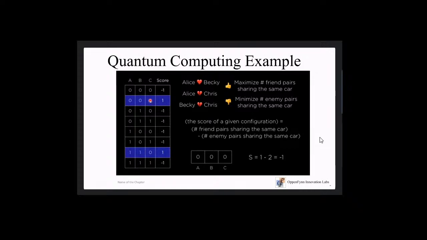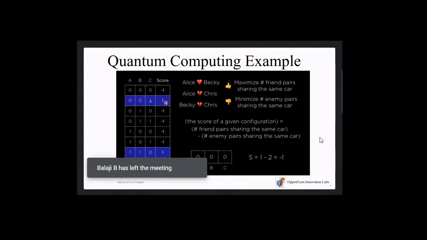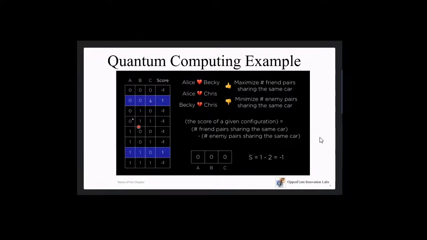Similarly, in the second case, you have Chris traveling in taxi 1, and Alice and Becky are traveling in the first taxi. So again, the number of friend pairs that you have in the first taxi is 1. So you have a score of 1, and you don't have any enemy pairs traveling in the same car. So there's nothing to subtract, and the score is 1, and so on. So if you do this for all these combinations, you see that the best solutions are these 2. That is, either Alice and Becky travel in taxi 0 and Chris travels in the other car, or the mirror of that assignment.